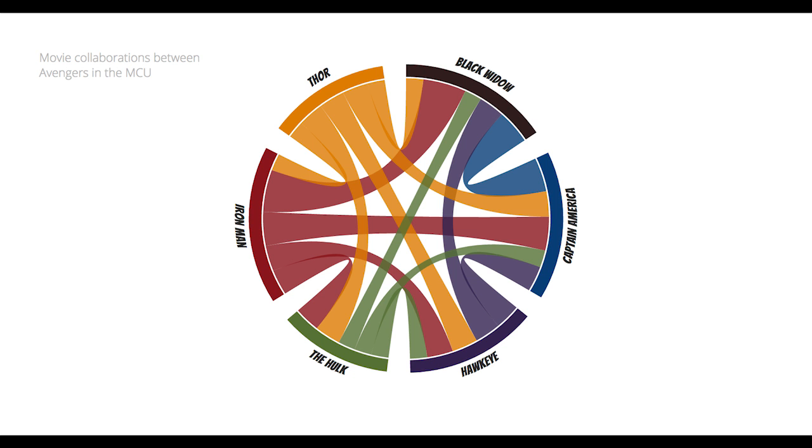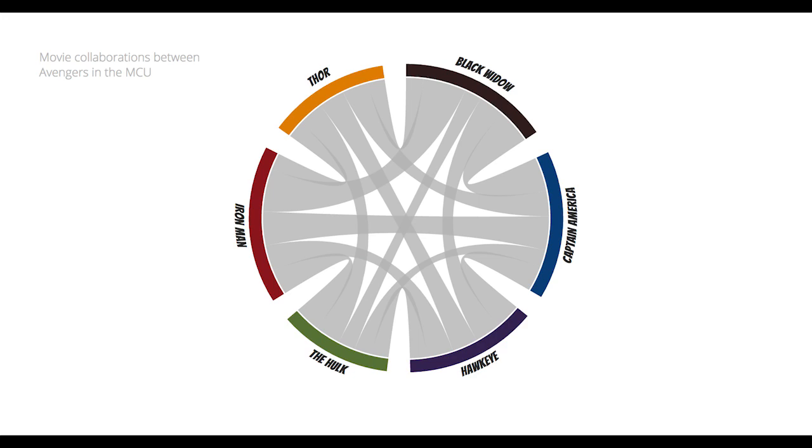And the thicker a chord, which are these inner lines, the thicker that chord, the more movies they've appeared in together. And by default, these chords are given one color. However, for this particular data set, that doesn't really work because the connections are symmetrical. Since if Thor appeared in a movie together with Hawkeye, then the reverse is true as well. So I wanted to do something else.